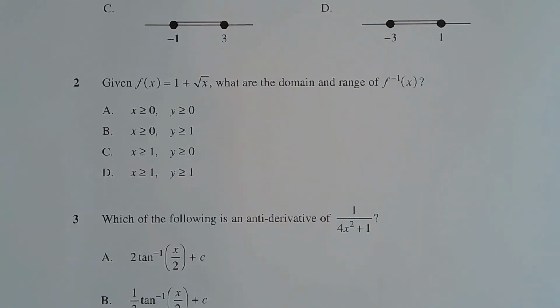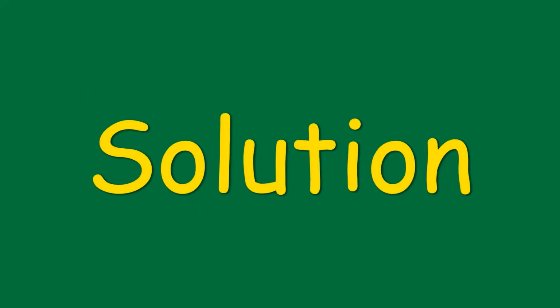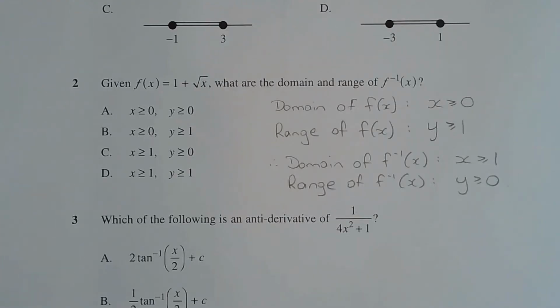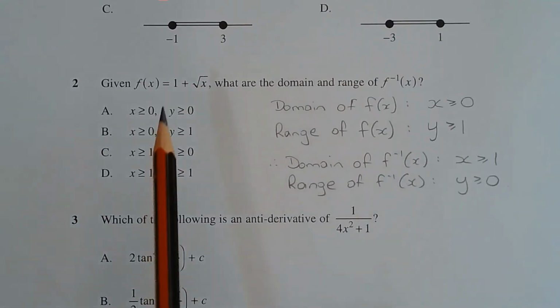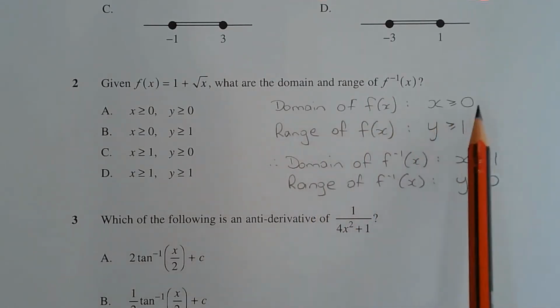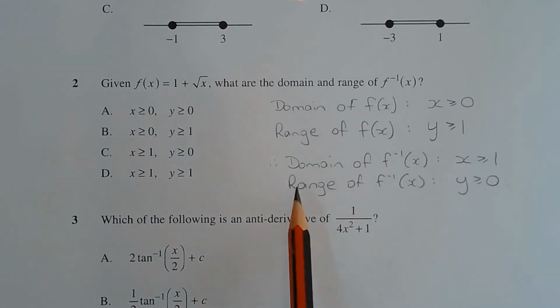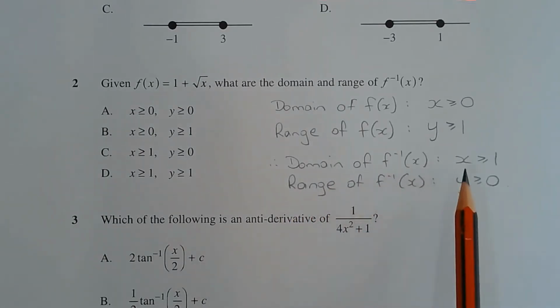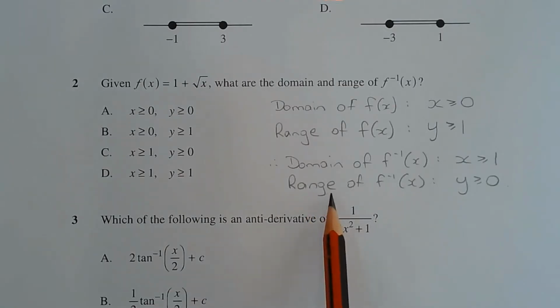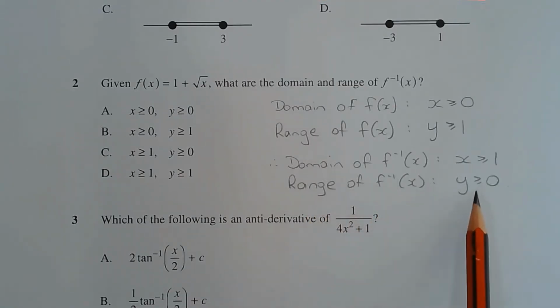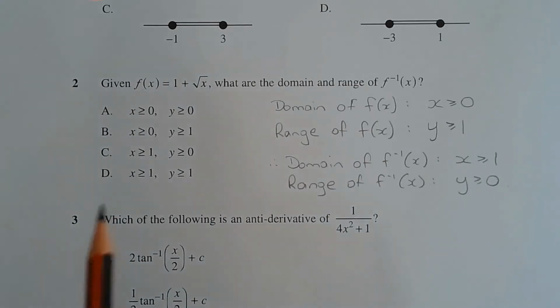Question 2. Given f of x equals 1 plus the square root of x, what are the domain and range of the inverse of f of x? The domain and range of f of x are swapped for the inverse of f of x. And in this case, the domain of f of x is x greater than or equal to 0. The range of f of x is y greater than or equal to 1. Therefore, the domain of the inverse of f of x is x greater than or equal to 1. And the range of the inverse of f of x is y greater than or equal to 0. Therefore, the answer is option C.